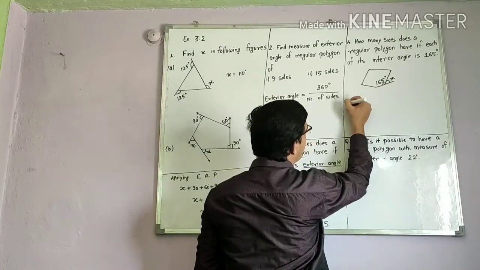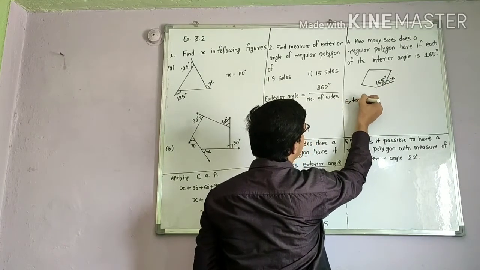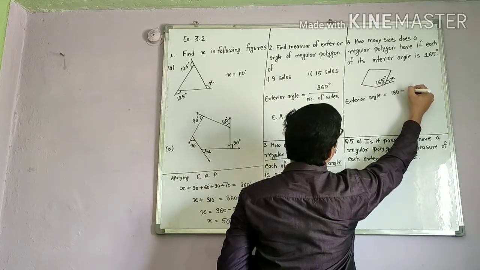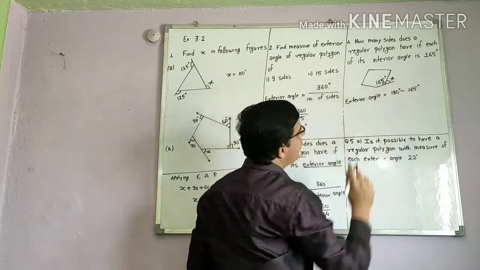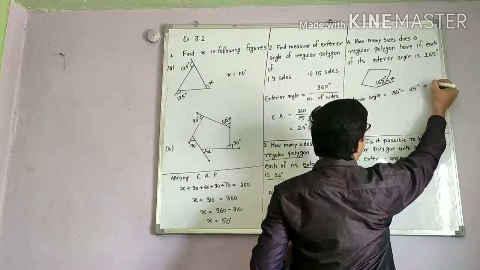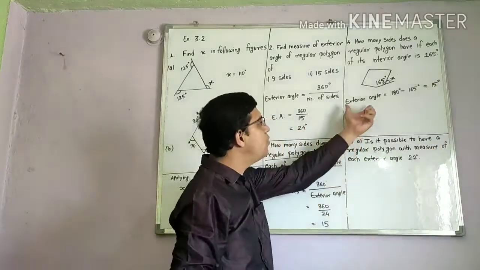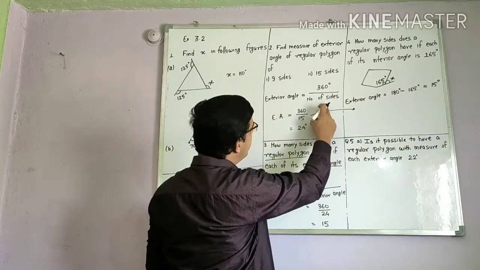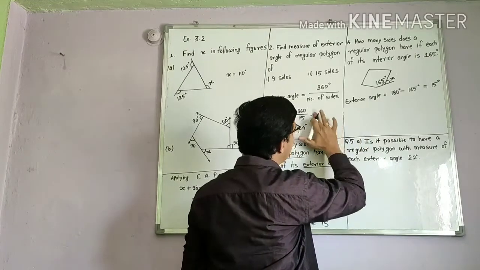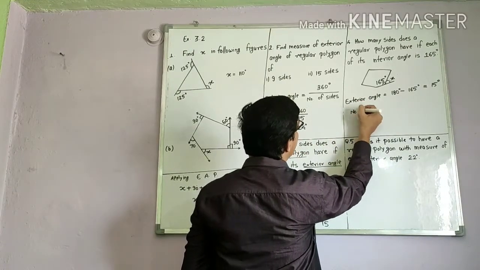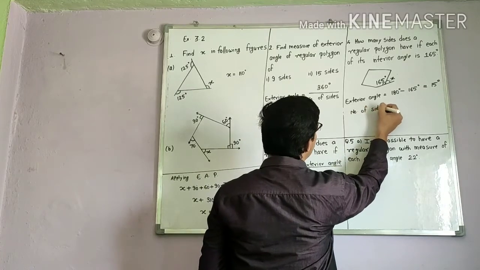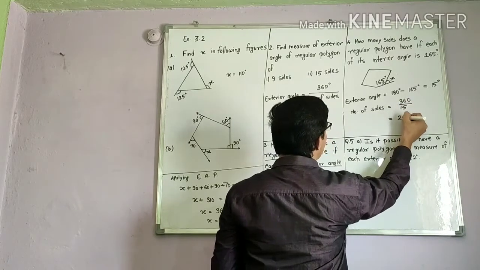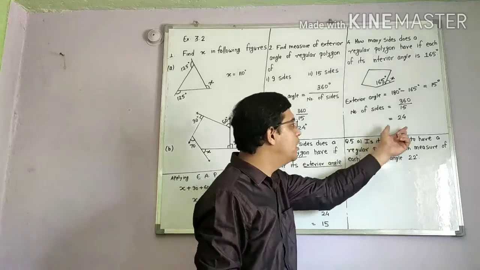So exterior angle is equal to 180 minus 165. 165 is interior angle. That is 15 degree. Now we know exterior angle is 15 degree. So we can use the same formula. We know exterior angle, that is 15 degree. So number of sides is equal to 360 by 15, that is 24. So polygon is having 24 sides.